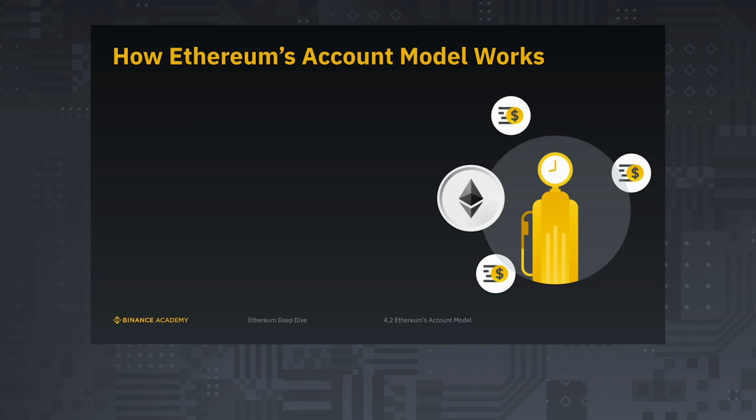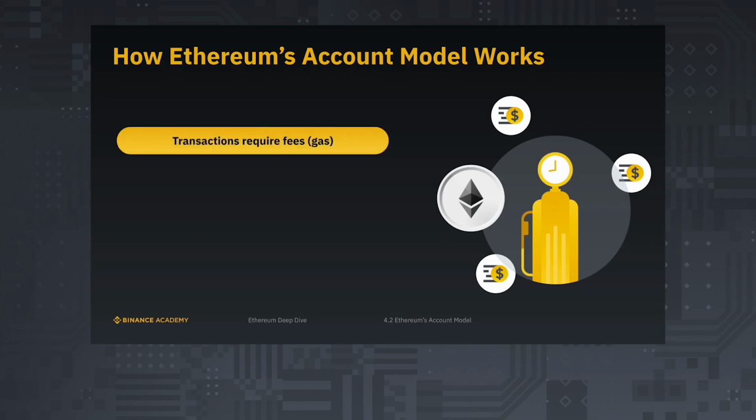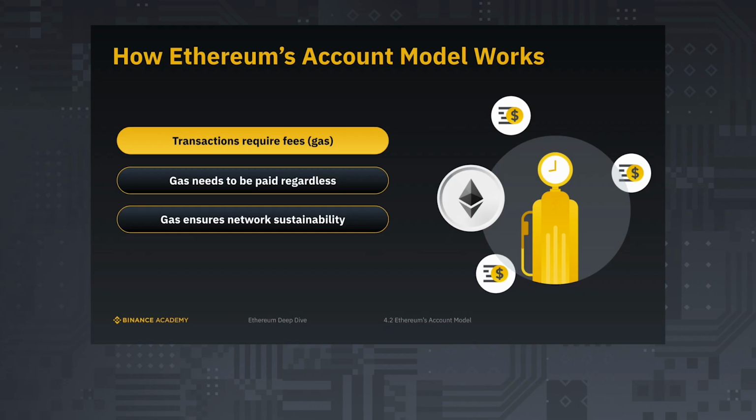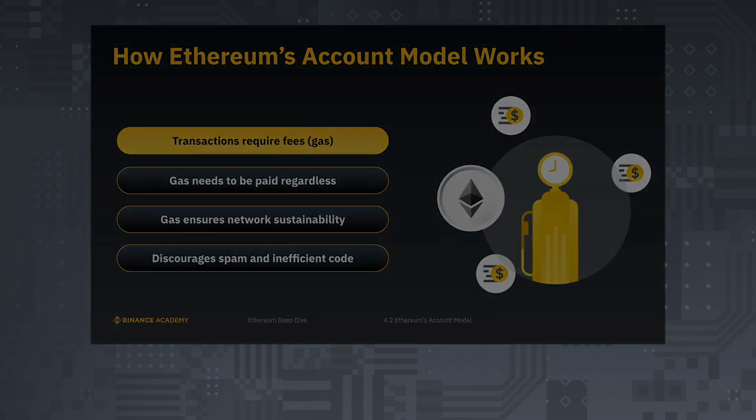Finally, each Ethereum transaction requires computational resources to execute, and each transaction requires a fee, called gas. Gas has to be paid regardless of whether the transaction is successful or not. Gas ensures network sustainability by discouraging spam and inefficient code.